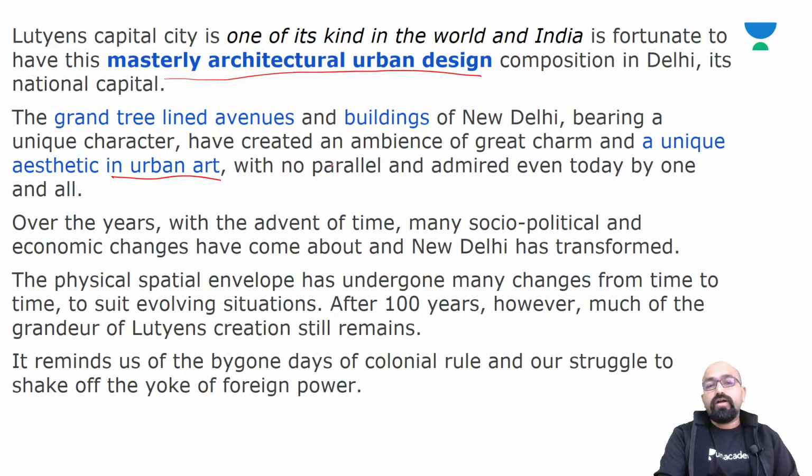The physical spatial envelope has undergone many changes from time to time to suit evolving situations. Even after 100 years, however, much of the grandeur of Lutyens' creation still remains. It reminds us of the bygone days of colonial rule and our struggle to shake off the yoke of foreign power. So we can study the importance and relevance of this place to our freedom struggle as well.